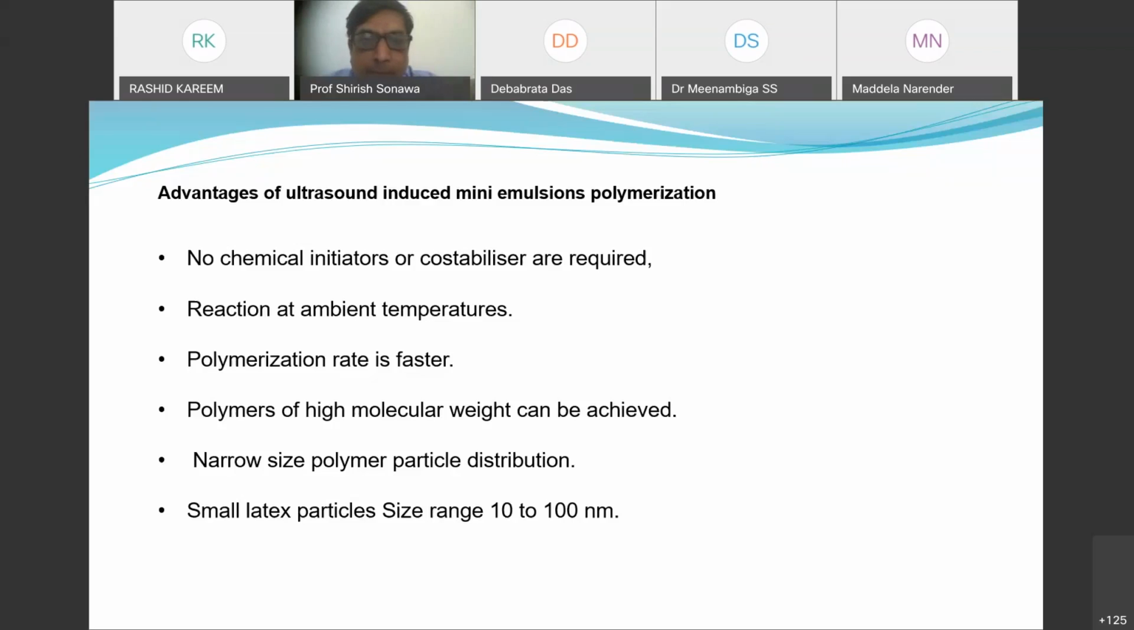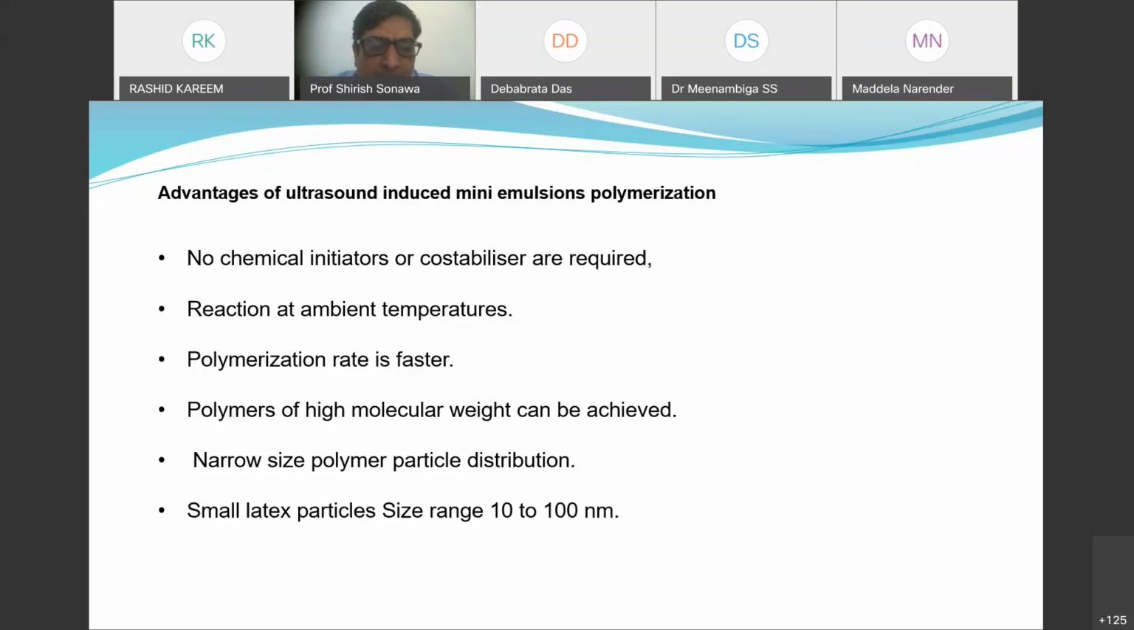Butyl methacrylate is hydrophobic in nature, so it comes to the cavities very fast, and because of that, polymerization occurs. In the conventional polymerization process, the reaction of butyl methacrylate to PBMA occurs at 65 degrees Celsius.